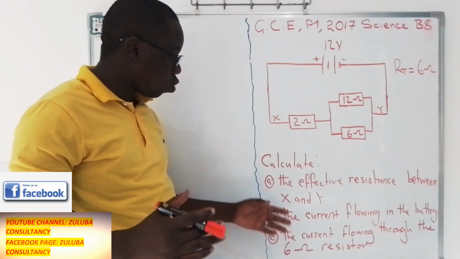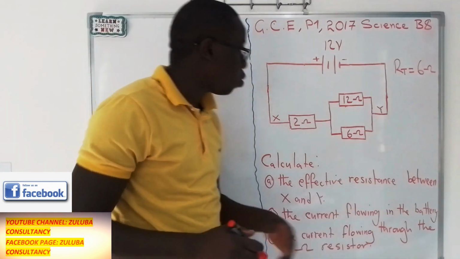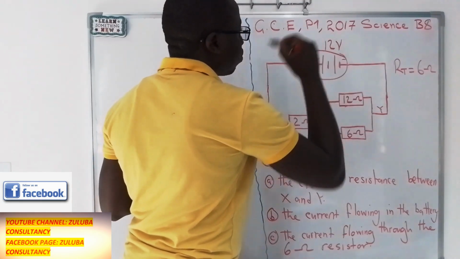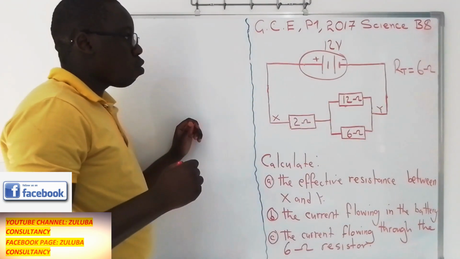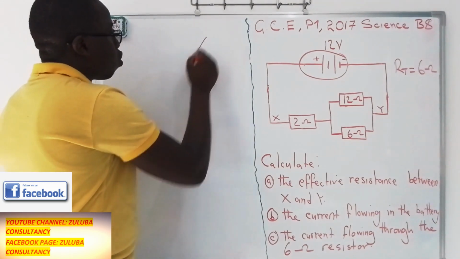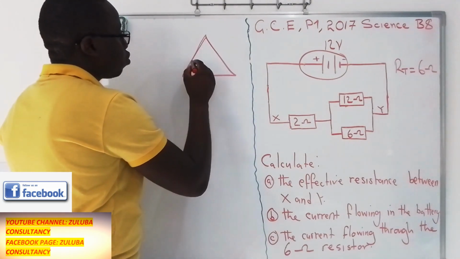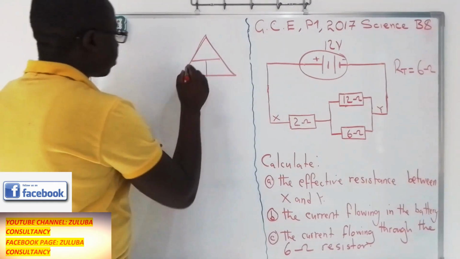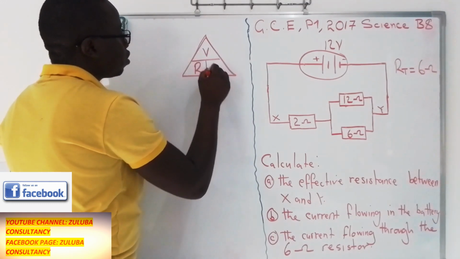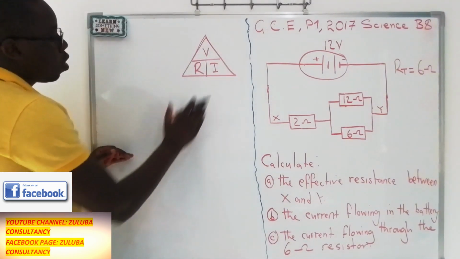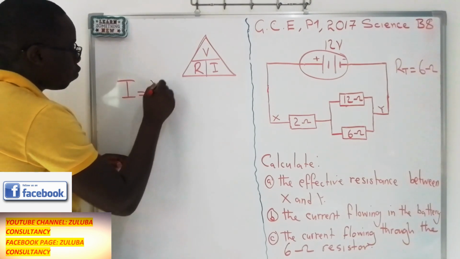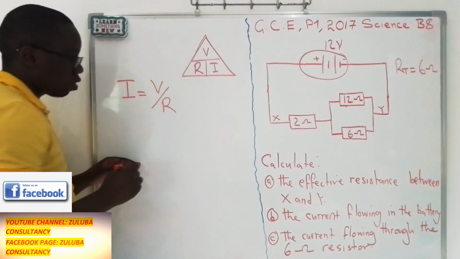Let us look at B. It is asking us to calculate the current that is passing through the battery. So they are asking us to get the current that is passing through this point. Now, what do we know about current? For us to easily find that, we need to apply Ohm's law. So Ohm's law tells us that resistance is equal to voltage divided by current. So when we are finding the current, we'll say current is equal to voltage divided by resistance.